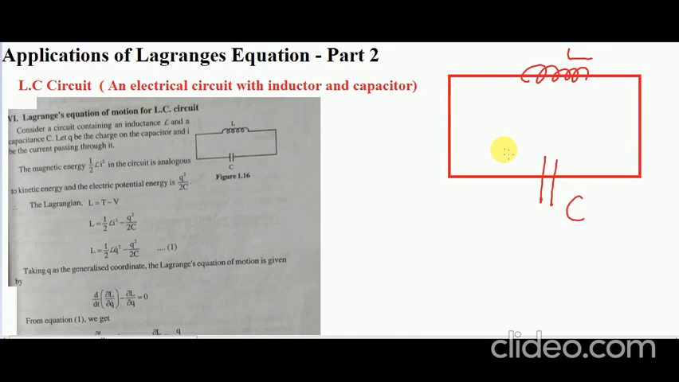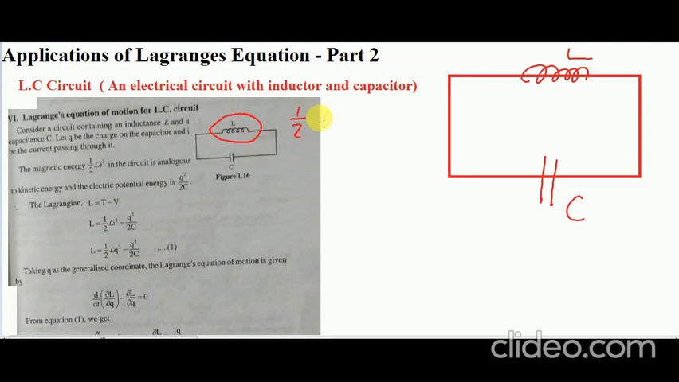Okay students, another application of Lagrange's equation is for LC circuit, an electrical circuit with an inductor and a capacitor. Let Q be the charge on the capacitor after it is completely charged, and during discharge it sends current through the inductor, and the inductor stores energy in the form of magnetic energy. What is the expression for magnetic energy in the inductor?